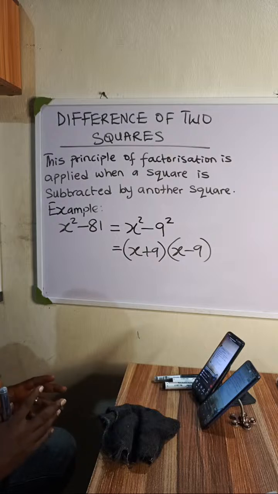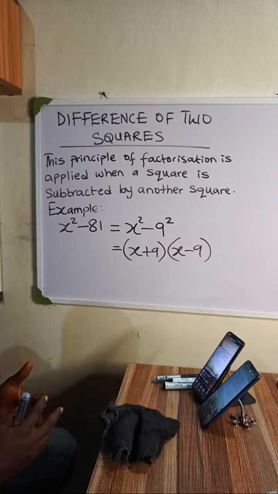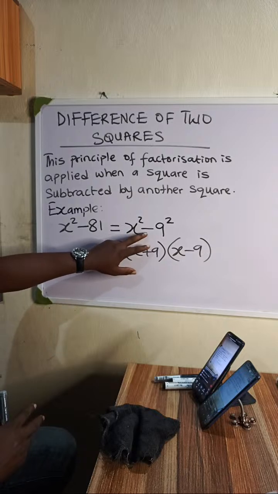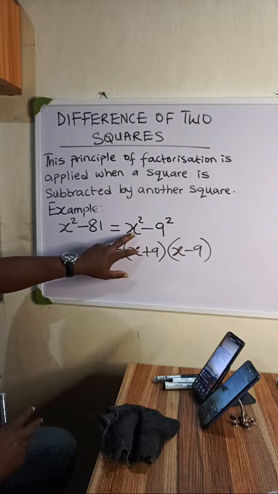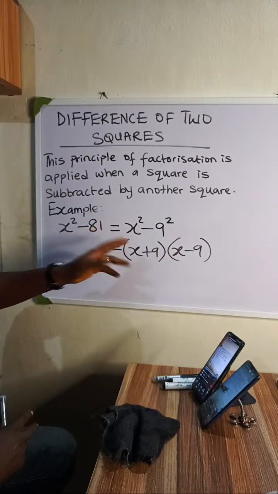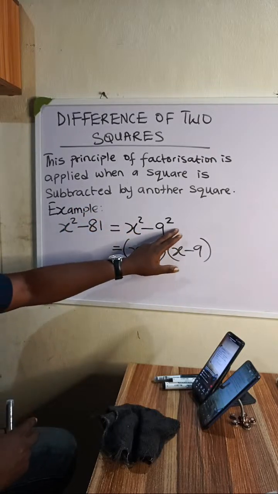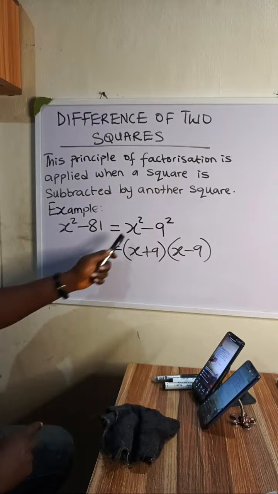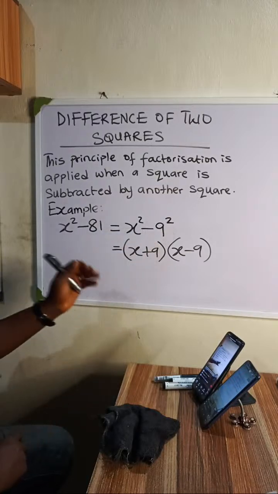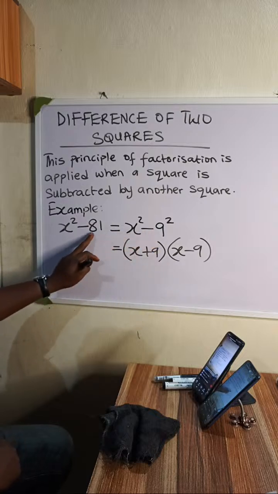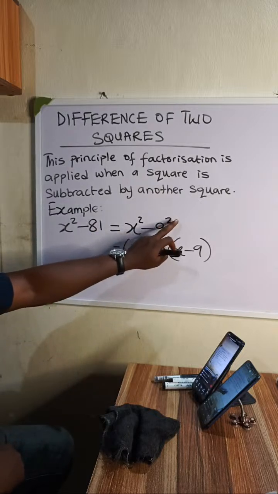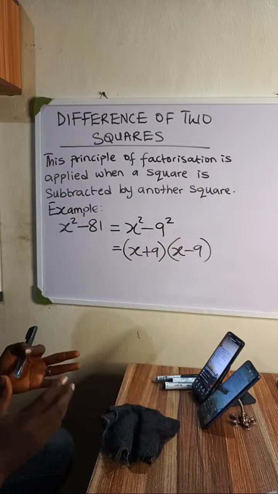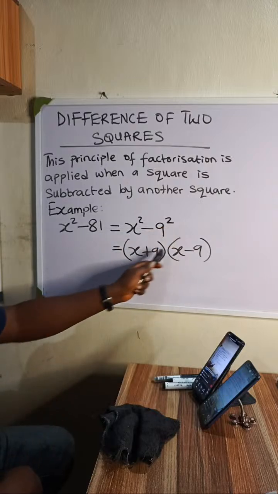Remember, Nuri, there's a difference between solving an equation and factorizing an algebraic expression. This is an algebraic expression, so we are not looking for the value of x. We can only look for the value of x when we have an equal sign. Okay, so x squared minus 9 squared. The first thing we did was, we had 81, we converted it to 9 squared, because 9 times 9 is 81. And then we had to separate the two of them.